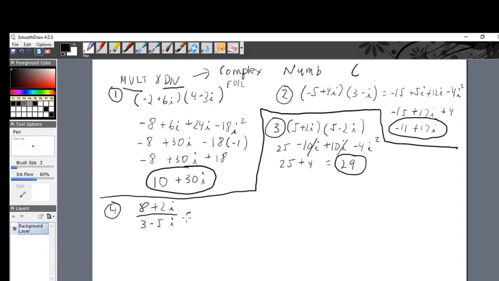How do you handle a division of complex numbers? The multiplication was pretty straightforward, but about division, here's what you do.